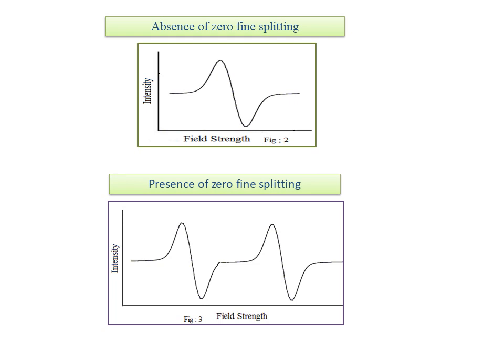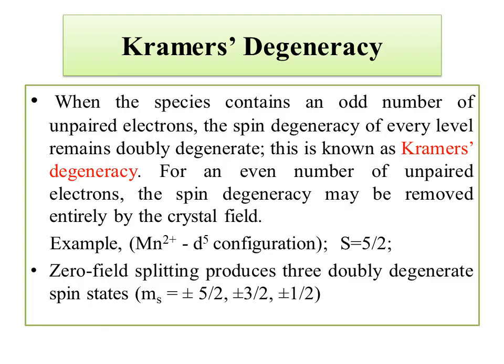That is, the first one is the absence of zero field splitting, and the second one is due to the presence of zero field splitting in the Ni2+ or V3+ ion, that is, the system having d2 electron configuration.